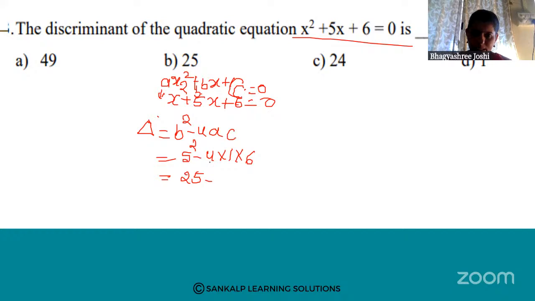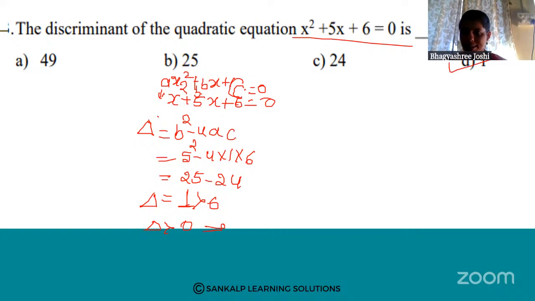25 minus 4 sixes are 24. 24 into 1 is 24. 25 minus 24, that is 1. So tell me whether 1 is greater than 0 or less than 0. It is greater than 0. So what is the value of delta here? The discriminant value is 1. Therefore, option D is right.